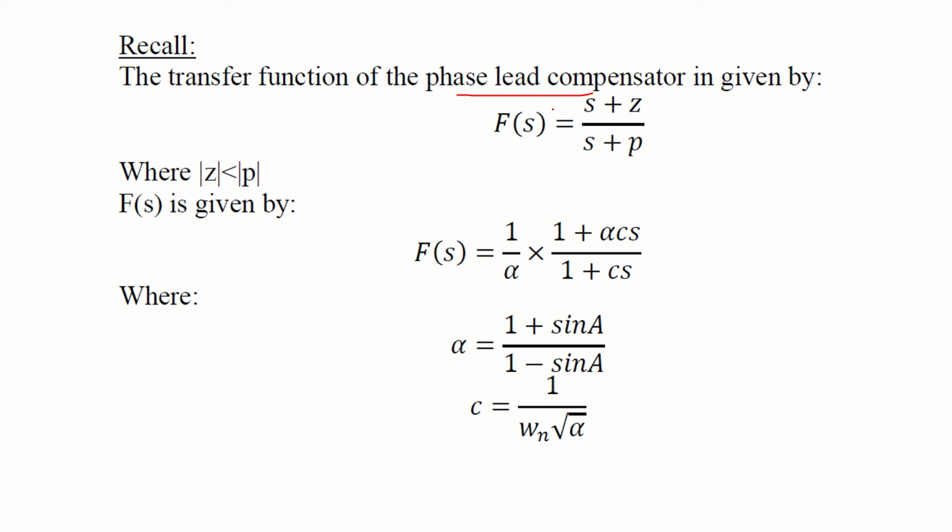This compensator or this controller is written in this form, where F(s) is equal to (s plus z) over (s plus p). So it is like a numerator and a denominator where we have 1 zero and 1 pole. And for a phase lead compensator, so whenever we have a leading system, the magnitude of z is lower than the magnitude of p.